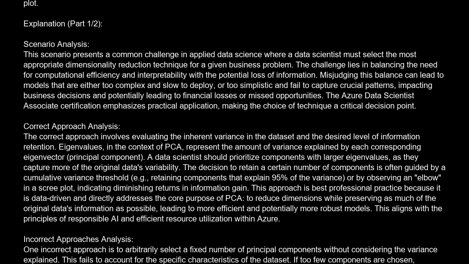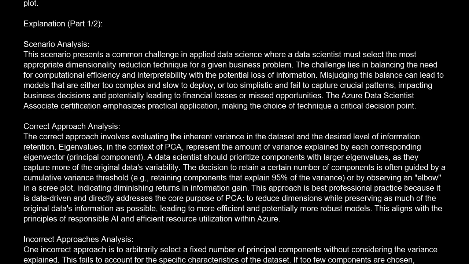Incorrect approaches analysis. One incorrect approach is to arbitrarily select a fixed number of principal components without considering the variance explained. This fails to account for the specific characteristics of the dataset. If too few components are chosen, significant information is lost, leading to a model that may not accurately represent the underlying patterns.